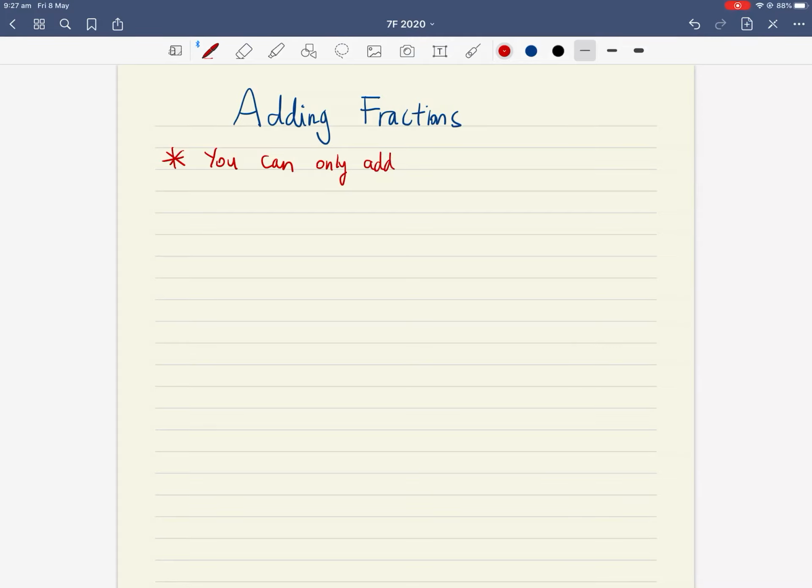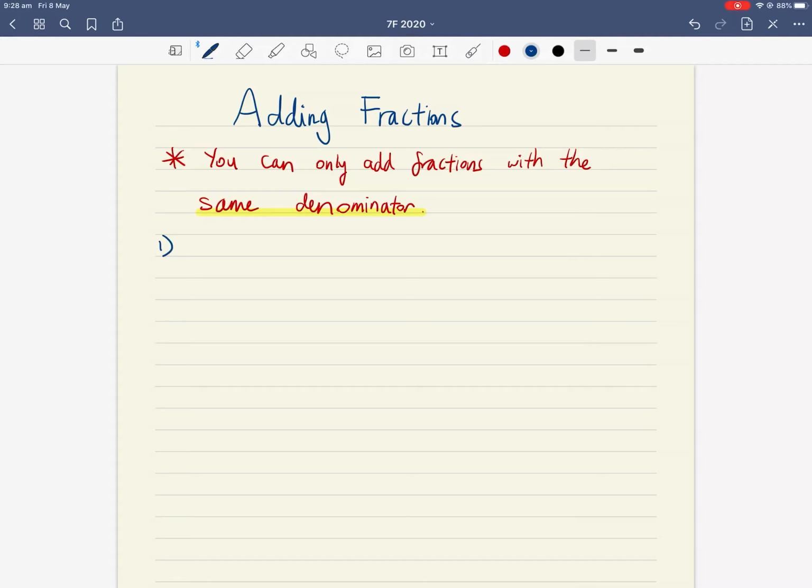So you can only add fractions with the same denominator. I'm going to highlight the words same denominator because that is so important. If you don't have the same denominator, you can't add fractions.